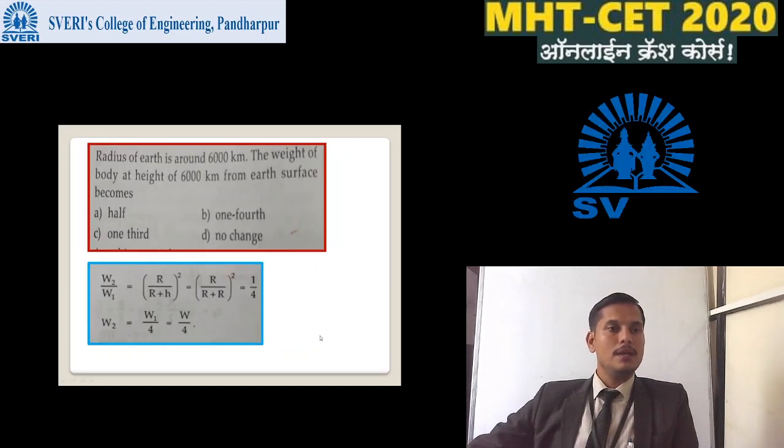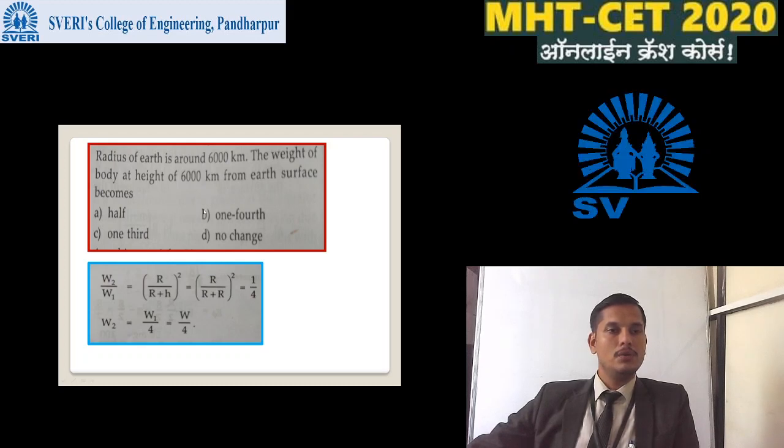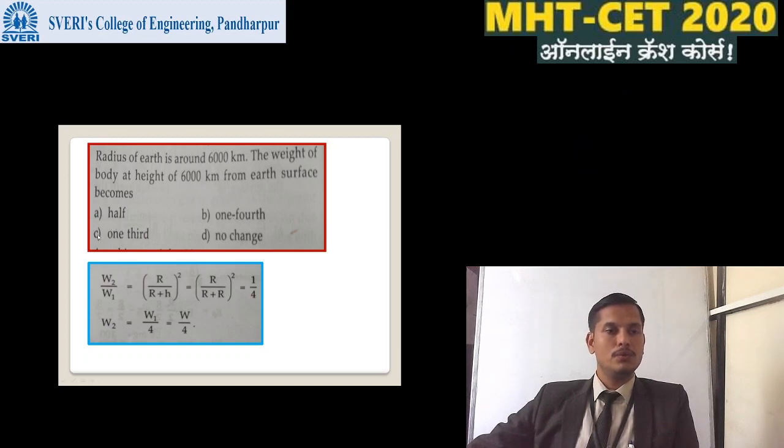Next, radius of earth is around 6000 kilometer. The weight of body at height of 6000 kilometer from earth's surface becomes. So once again check, radius of the earth is given near about 6000 kilometer for numerical purpose. We have to determine the weight of body at height of 6000 kilometer. So we are adding more 6000 kilometer height from the earth's surface, and options are half, 1/4, 1/3, no change.